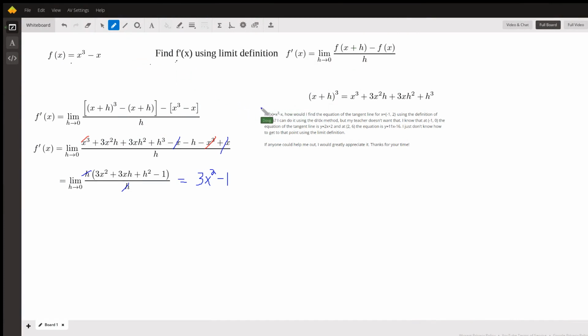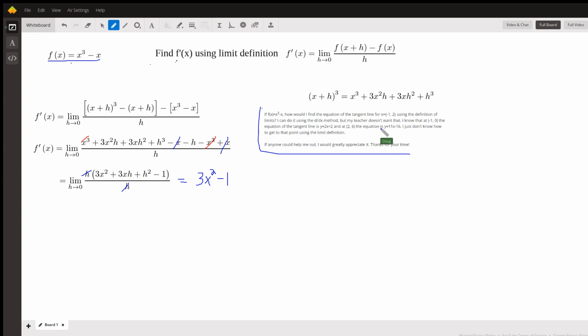So here was the original question. You're asked to find the equations of tangent lines to the graph of this function at given points, (-1, 2) and (2, 6). But you're supposed to use the limit definition of derivative to find the derivative, and then use that formula to find the slope of the tangent line.